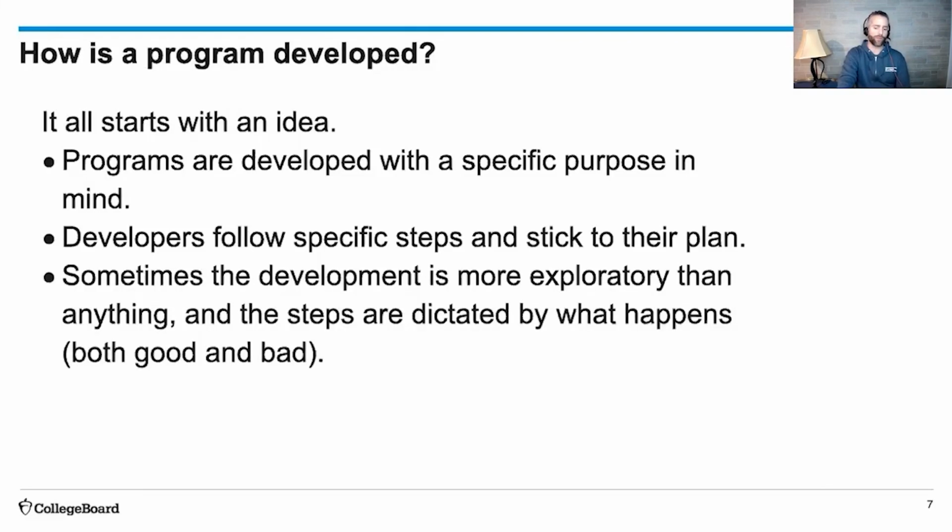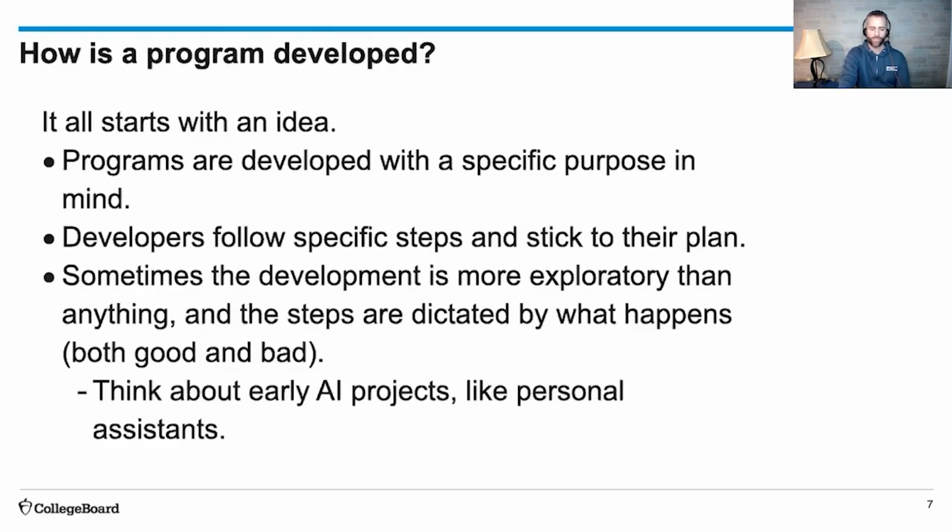Now, sometimes the development is more exploratory than anything, and the steps are dictated by what happens, both good and bad. So when we think about early AI projects, or artificial intelligence, we abbreviate that to AI. So let's think about an early AI project, like a personal assistant, right? So a digital personal assistant is one where you can say, hey, set an alarm for 7:30 a.m., and then tomorrow morning your alarm goes off. Or, search the internet for this or play this song.